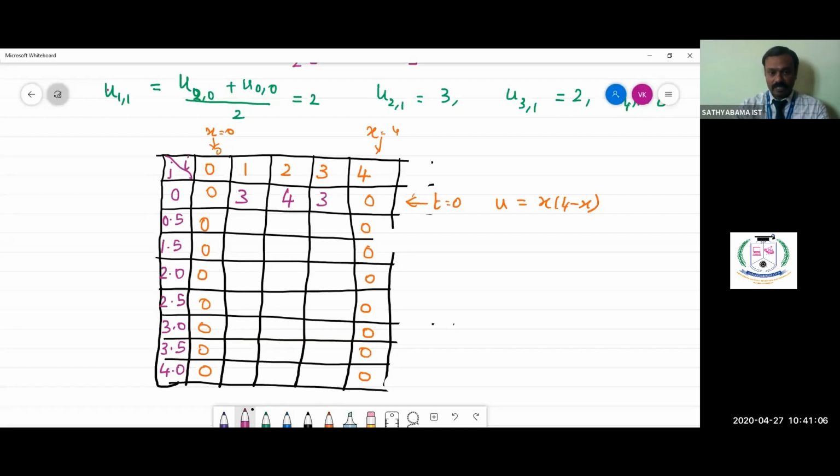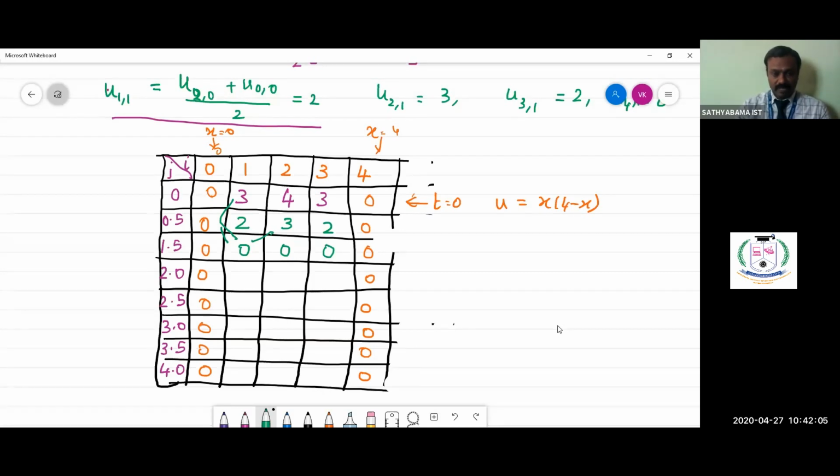And from the schematic representation and from this formula, u_{1,1} is 2, u_{2,1} is 3, u_{3,1} is 2 and u_{4,1} is 0. And from the schematic representation, it is going to be the sum of these two minus this value. So 3, 0 plus 3 minus 3, 0. 2 plus 2, 4 minus 4, 0. 3 plus 0 minus 3, 4.